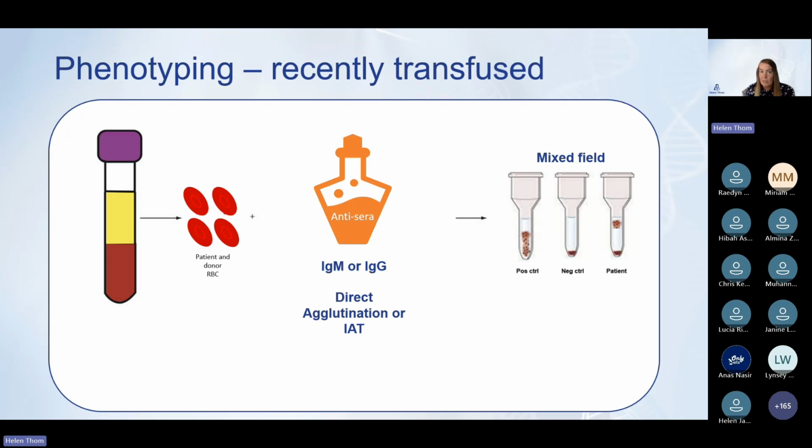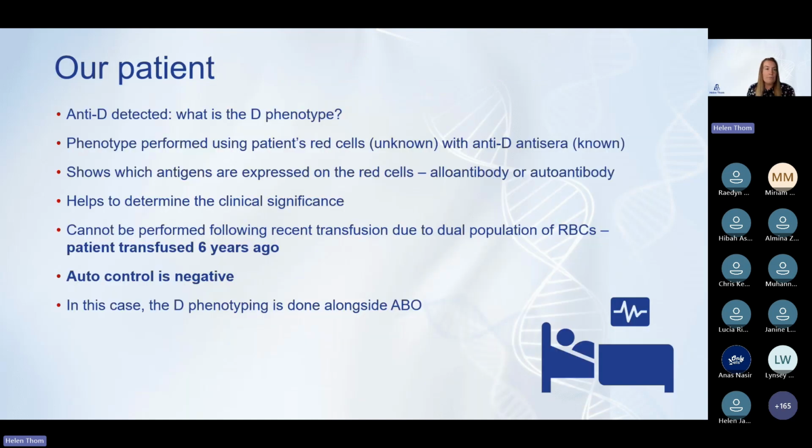If your patient's been recently transfused, and this is regardless of whether you're using IgG or IgM anti-sera, and whichever technique it is that you're using, you can't do it because the patient's been recently transfused, so you'll probably end up with a mixed field reaction phenotype, particularly if your patient's antigen negative and the donor's antigen positive. It could look like this, but you wouldn't actually know if it was the patient who was antigen positive or the donor, so you just can't say. So that's why we don't perform phenotyping on recently transfused patients.